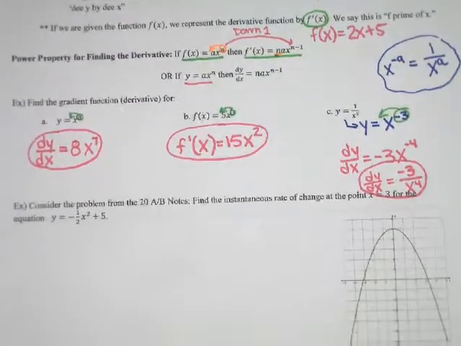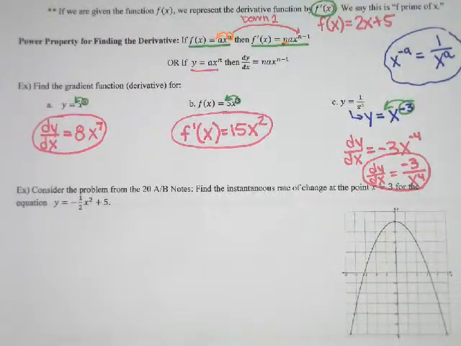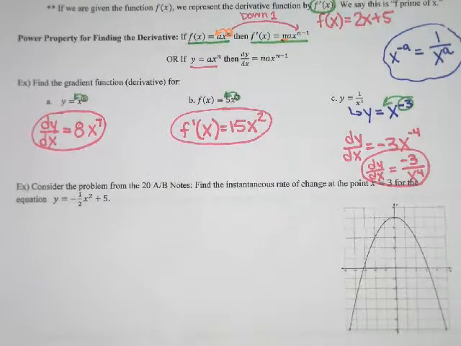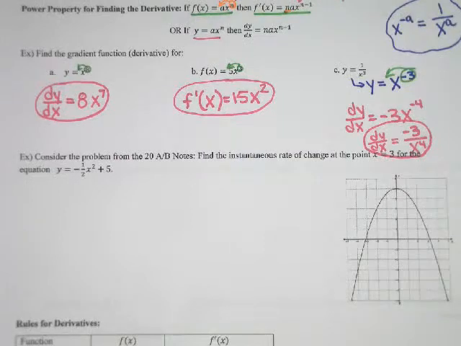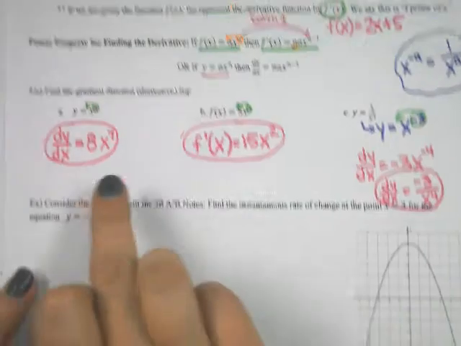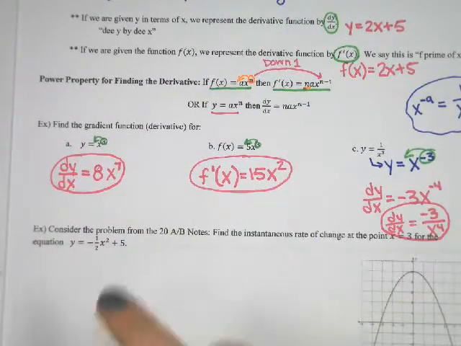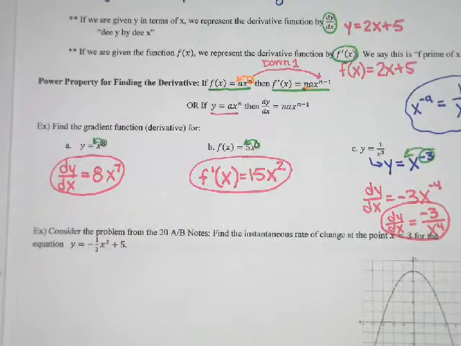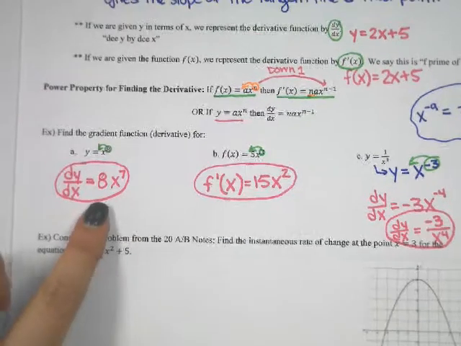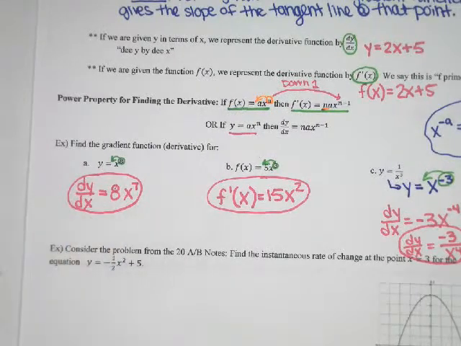So, okay. Consider the problems from 20AB notes. Find the instantaneous rate of change at the point x equals 3 for this equation. So this is the very last example on your previous notes from 20AB. I want to solve this problem by finding the derivative. These are functions that describe the rate of change at that moment. I want to see if I can find that function and then use it to find the instantaneous rate of change at that moment.